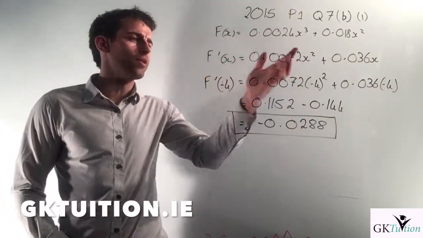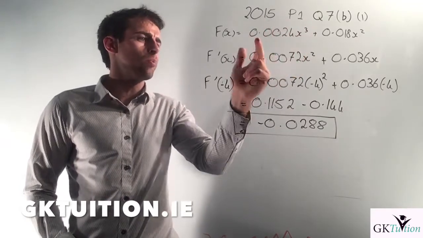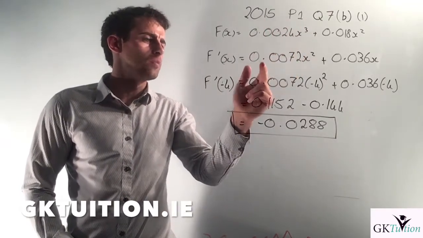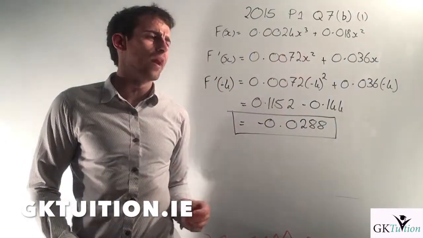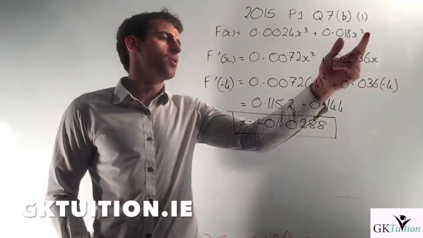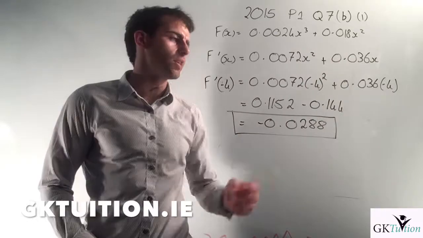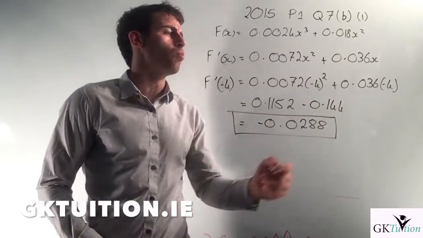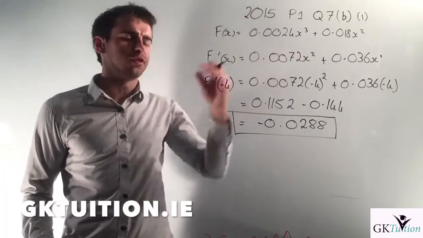So to find the derivative, for the first term I bring the power in front. So 3 by 0.0024 gives me 0.0072. Then I decrease the power of x by 1, so it becomes x squared. For this one, I bring the power in front, so 2 by 0.018 is 0.036, and I decrease the power of x by 1, so it just becomes x to the power of 1. So I know that's my first derivative.